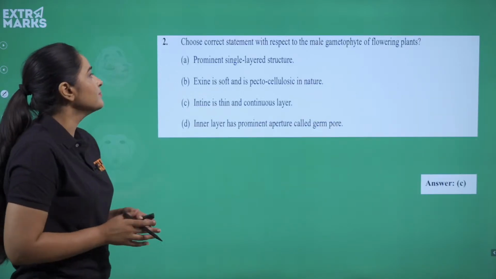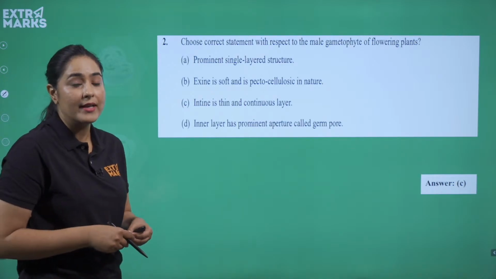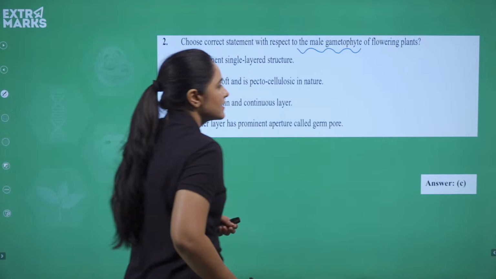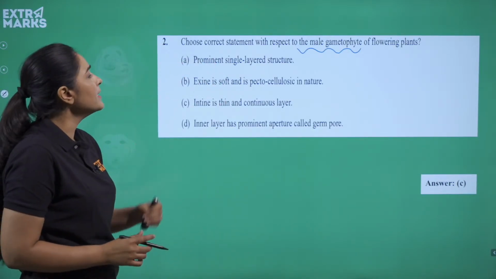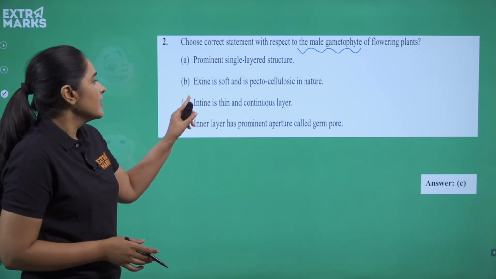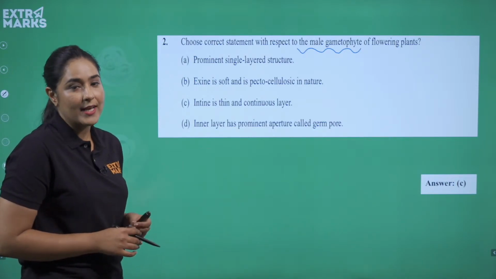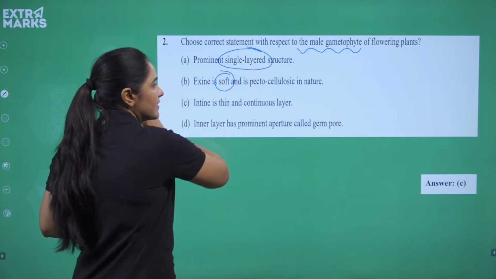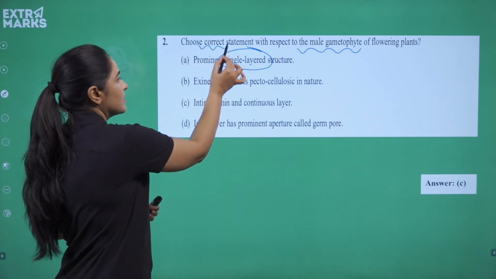Another question: choose the correct statement with respect to the male gametophyte of flowering plants. Here we have to talk about the male gametophyte. So we are having certain options here. Prominent single layered structure. Is it so? This is incorrect. Exine is soft and is pectocellulosic in nature. So obviously it is not soft and it is not single layered. Both of these statements are incorrect. We have to see the correct one.